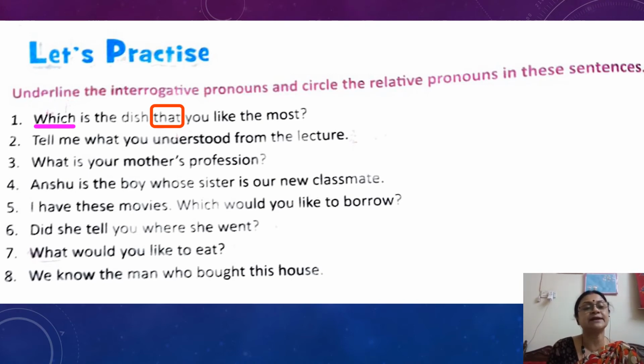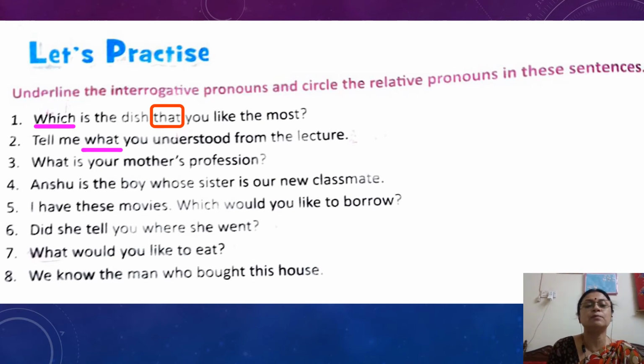Let me read the second sentence. Tell me what you understood from the lecture. So, here what is the word that is a pronoun and what type is it? It is an indirect question. So, it will be an interrogative pronoun.